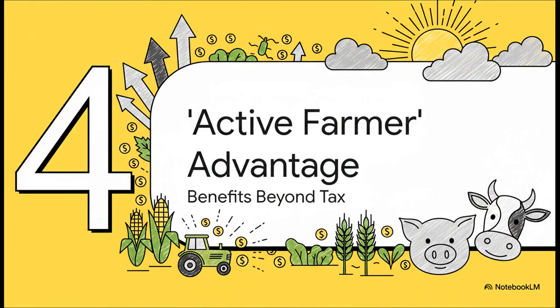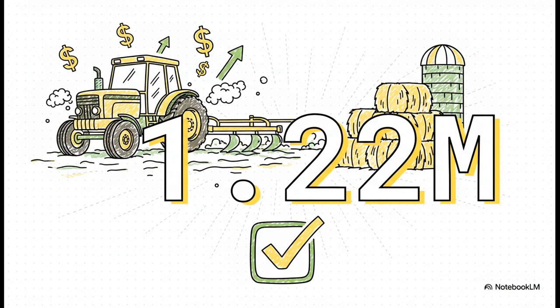So far, Schedule F might be sounding like a big tax bill you want to avoid, but let's flip the script for a second. There are some incredibly powerful advantages that you only get by filing as an active farmer, benefits that can actually be worth way more than the cost of that self-employment tax. Take a look at this number. For 2024, this is the maximum amount of equipment costs an active farmer can choose to deduct immediately in the year of purchase, under Section 179 of the tax code.